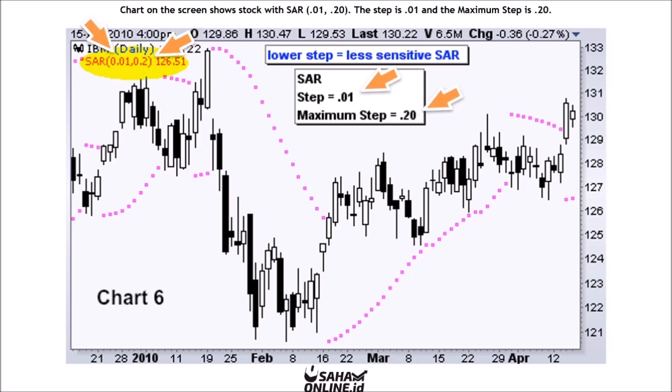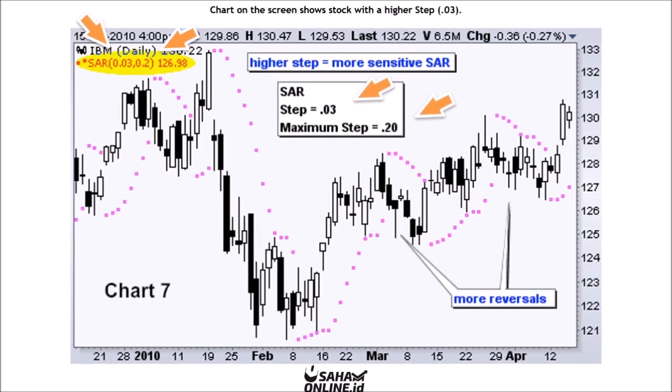Chart on the screen shows stock with SAR 0.01, 0.20. The step is 0.01 and the maximum step is 0.20. Chart on the screen shows stock with a higher step, 0.03.